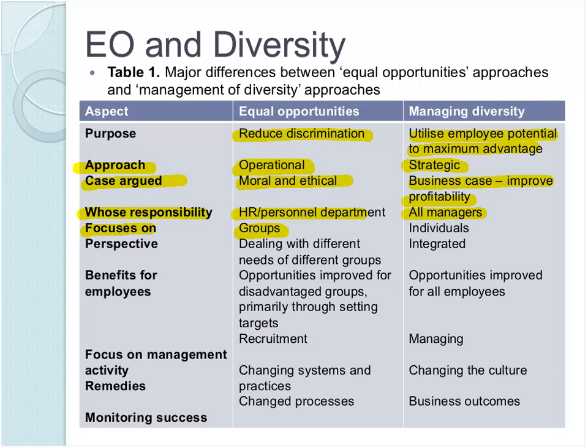Then managing diversity. Managing diversity is focusing on the individuals, on a specific employee. And what are the features of equal opportunities? It is dealing with different needs of different groups, and managing diversity is more integrated, cooperating. So what are the benefits for employees from the equal opportunity approach? Opportunity is improved for the disadvantaged groups, primarily through setting targets. So it's like protecting different people.